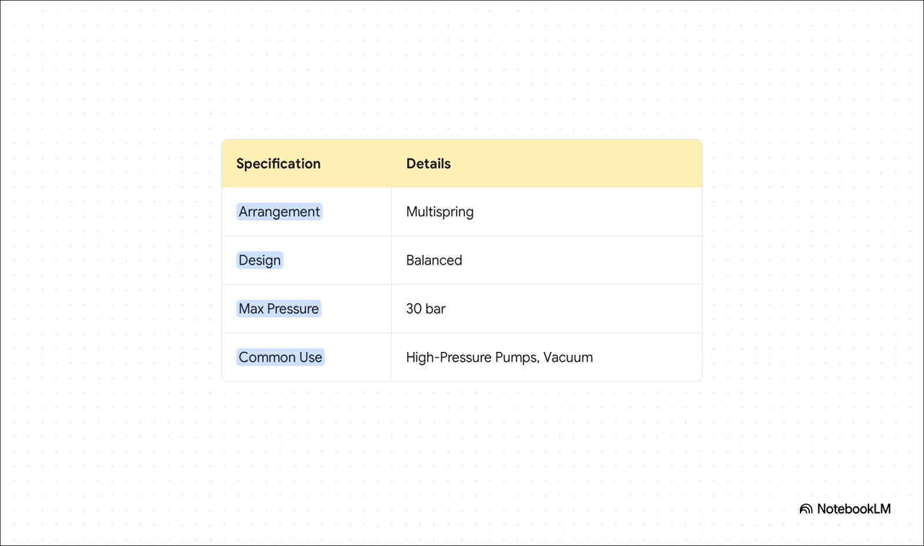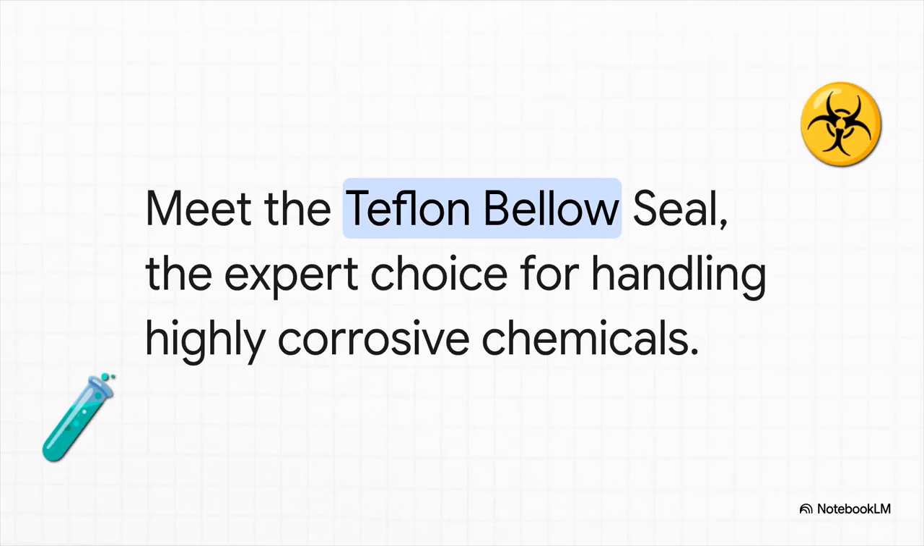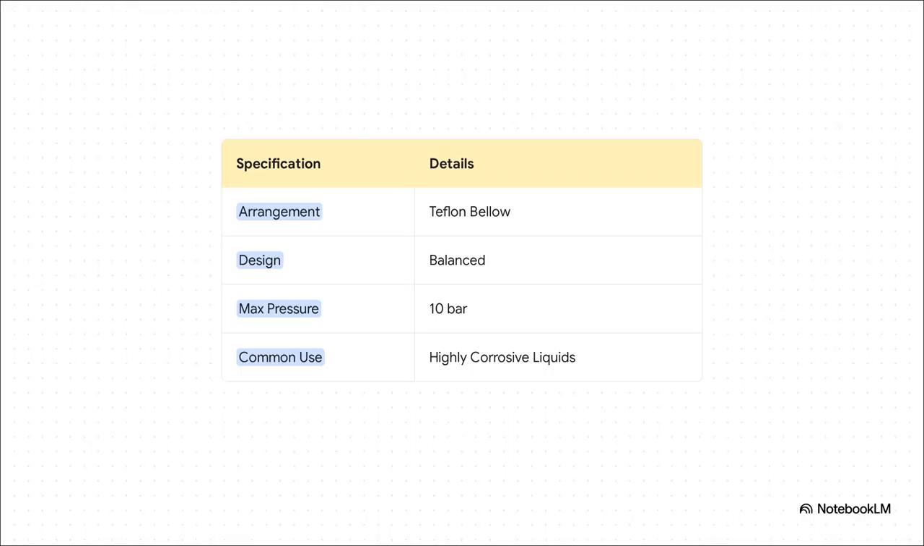This makes it the go-to specialist for high pressure pumps and even for holding a vacuum. Now, some jobs require, let's say, a very particular set of skills. When you're dealing with seriously corrosive chemicals, this is the specialist you call. Its secret is right there in the name, the Teflon bellow arrangement. Teflon is famous for being chemically inert. It just doesn't react with stuff.